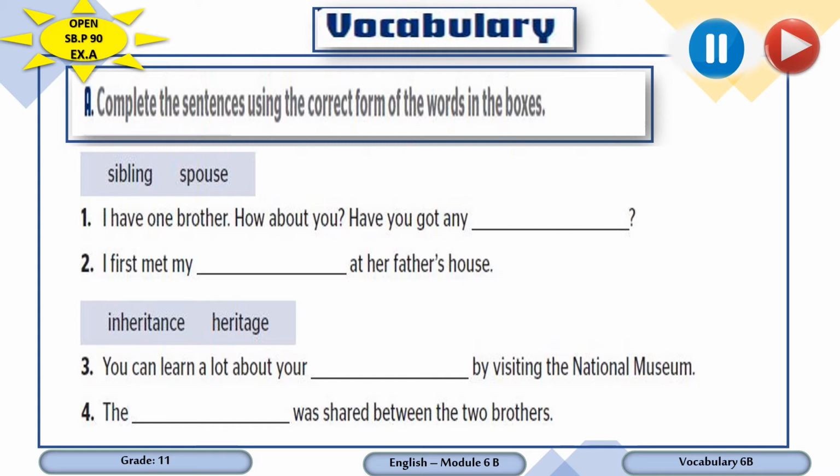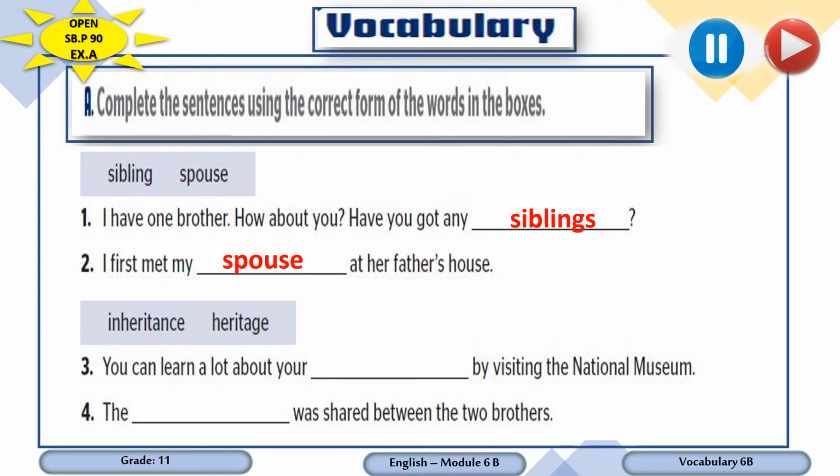1. I have one brother. How about you? Have you got any siblings? Excellent. The word sibling means a brother or a sister. Number 2. I first met my spouse at her father's house. Excellent. The word spouse means a husband or a wife.